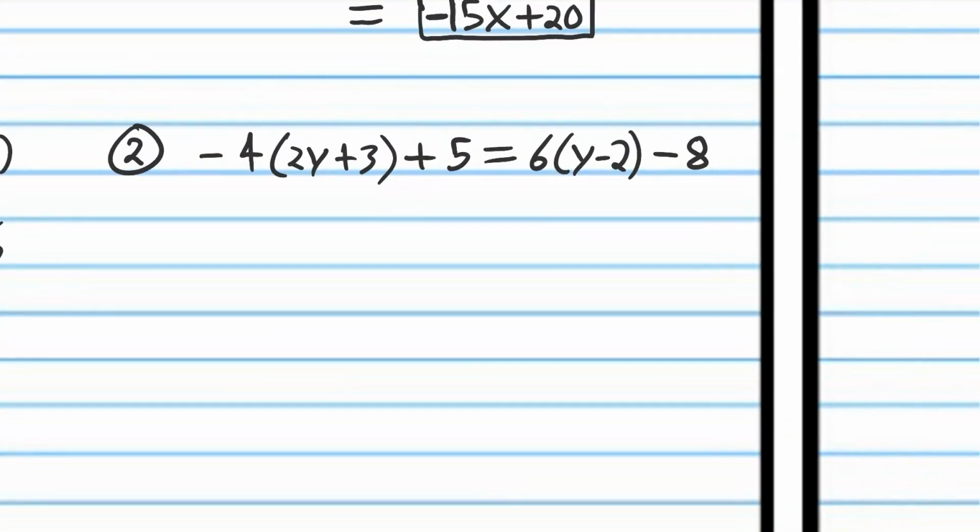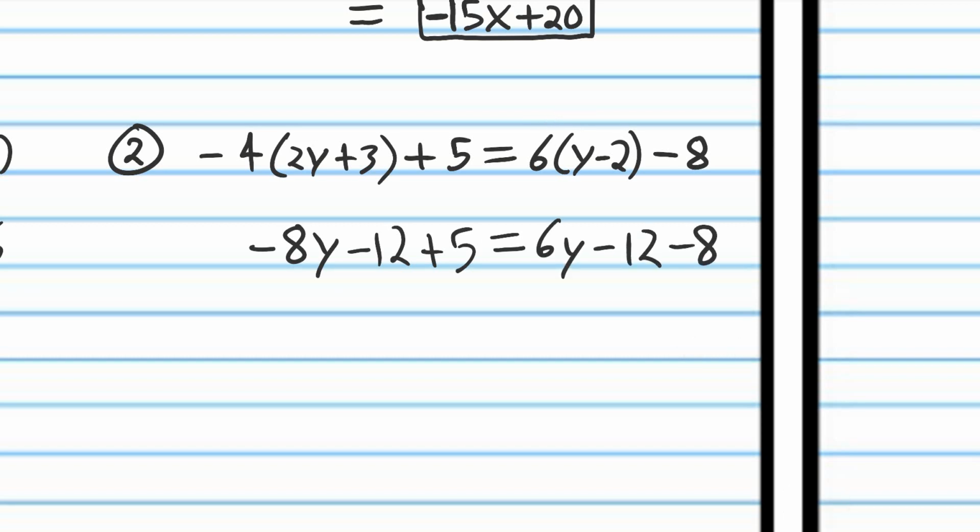Again, the first step to solving an equation with parentheses is to get rid of the parentheses. So we're going to multiply -4 into 2y, -4 into 3, or by 3. Rewrite the 5. 6 times y is 6y. 6 times -2 is -12. And there you go. We're done with the parentheses.